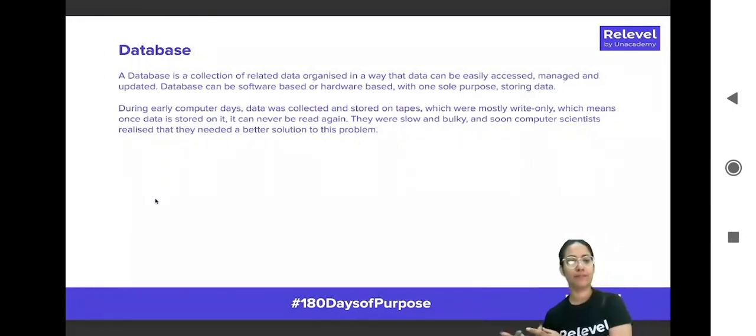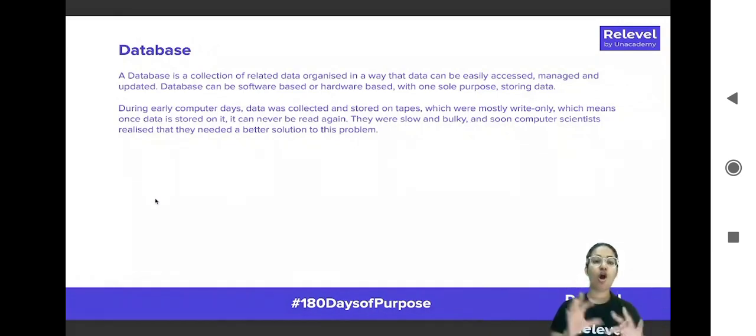storing data. An organized way of storing all your related data is known as a database.